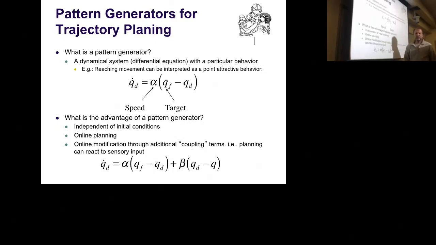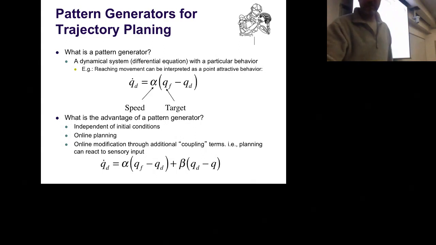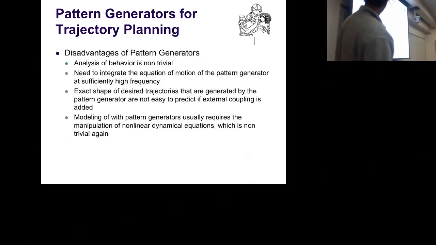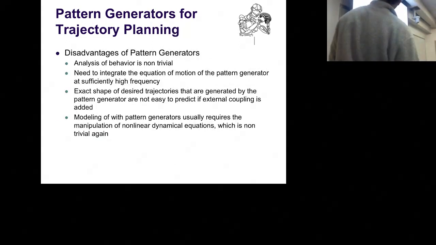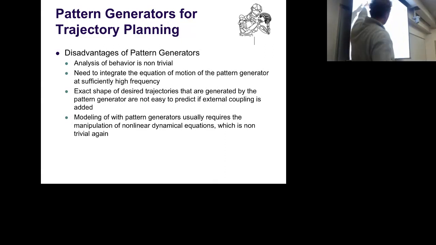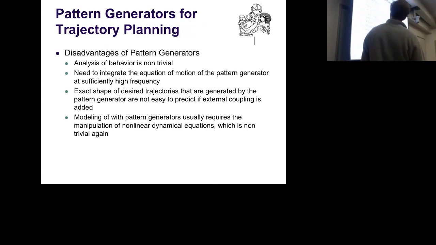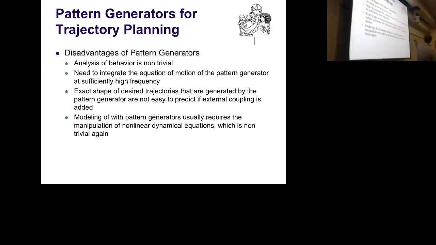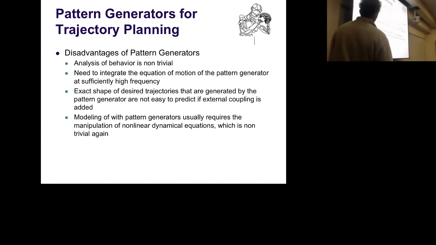Let's see. So what is good and bad about pattern generators? What is not so good about it is the moment you put together differential equations, it becomes more complicated to analyze. You don't have an analytical solution like in the splines for what you're doing. You often can only get the solution by doing Euler integration of the equations which you have here. For this one, you could get an analytical solution, but for most of them, you can't. You don't exactly know what the shape looks like.